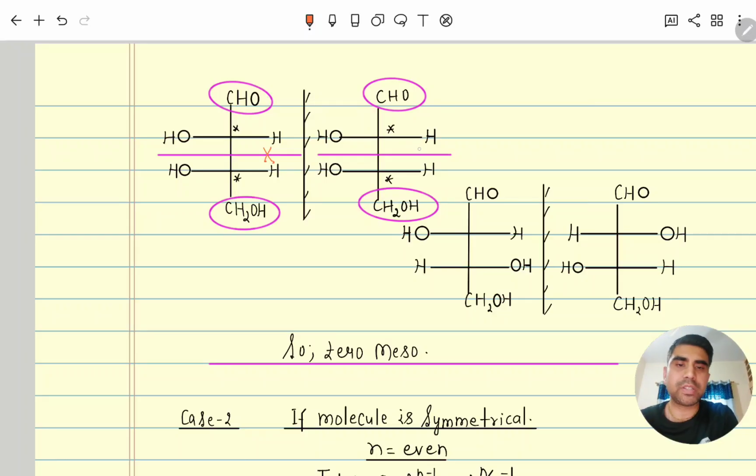Similarly, here also we can see the plane of symmetry is not there, so this mirror image is this enantiomeric pair. Similarly, here also the plane of symmetry is not there, so this mirror image is this. So two enantiomeric pairs. If we take this one and this one, both are diastereomers. This one and this one are diastereomers, like that. So total 2 enantiomeric pairs are there, means 4, and meso is 0.